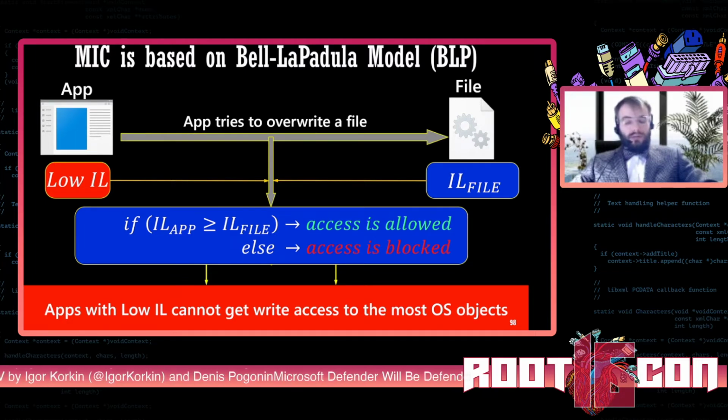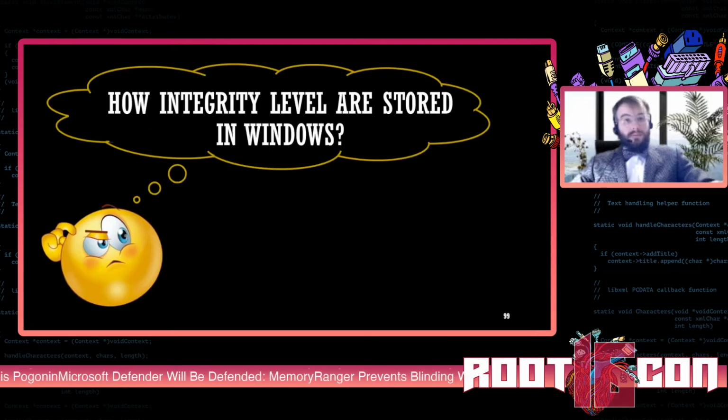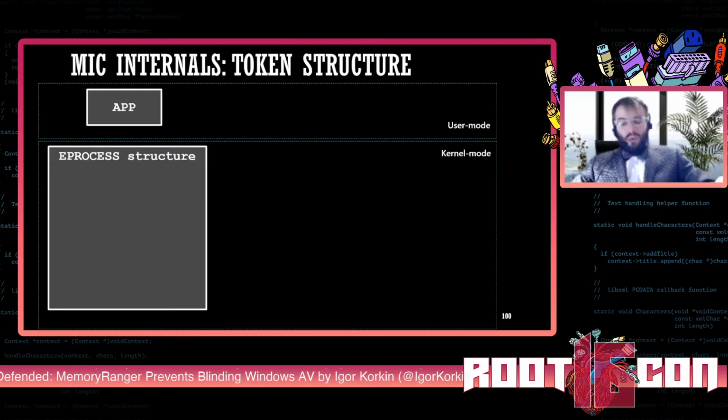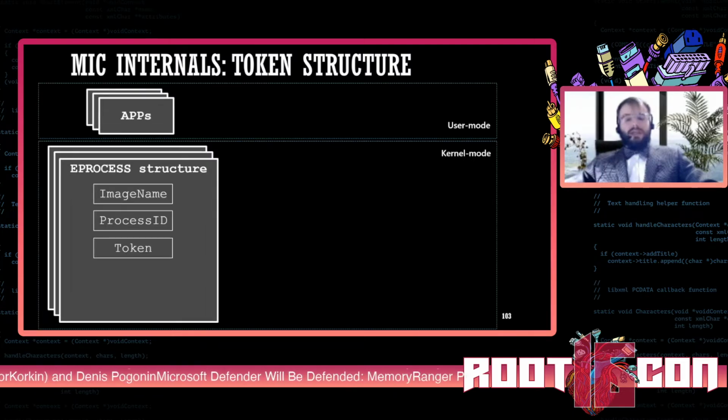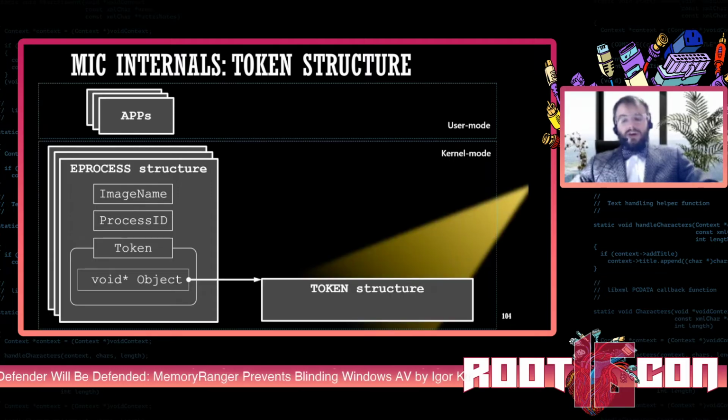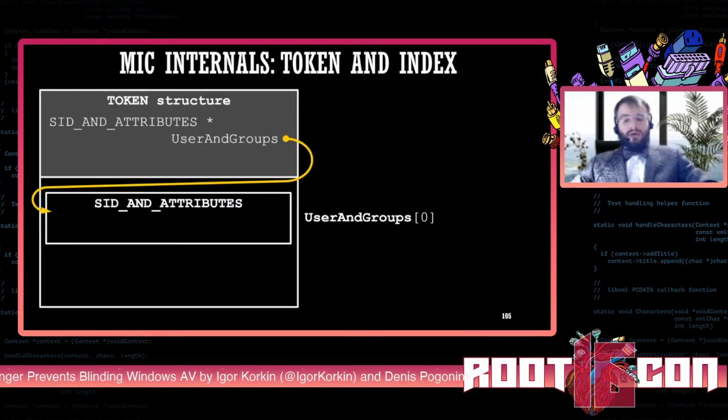Let me show you how integrity levels are implemented in Windows. For each app, Windows allocates a separate data structure in kernel memory named EPROCESS. This structure contains the process name, process ID, and other process attributes. This structure points to the token structure that includes all information about the process privileges. The set of process privileges is stored using security identifiers, SIDs.